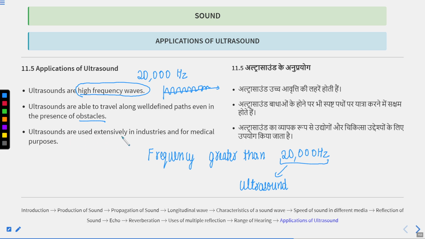Ultrasound are used extensively in industries and for medical purposes. So ultrasound have a huge range of variety and usage in industries and in medical purposes, and we are going to learn about that.